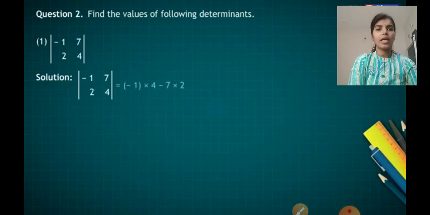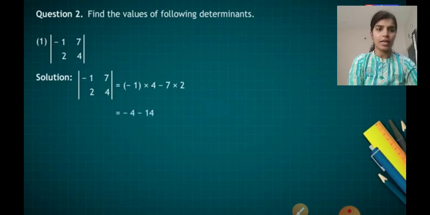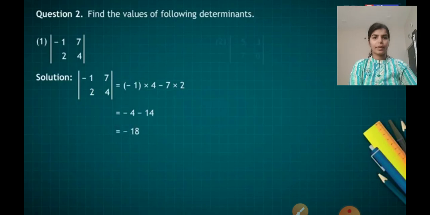So we multiply minus 1 into 4, then minus 7 into 2. Minus 1 into 4, we get the answer minus 4. And minus 7 into 2, it is minus 14. That means minus 4, minus 14, both numbers are negative. So minus minus always plus. So we are adding these two numbers: 4 plus 14, it is 18. So the sign given to that number is minus.